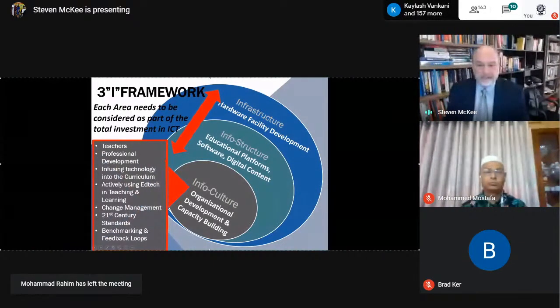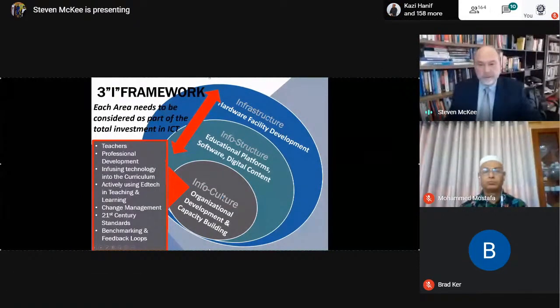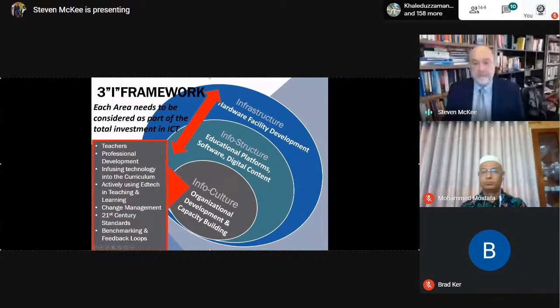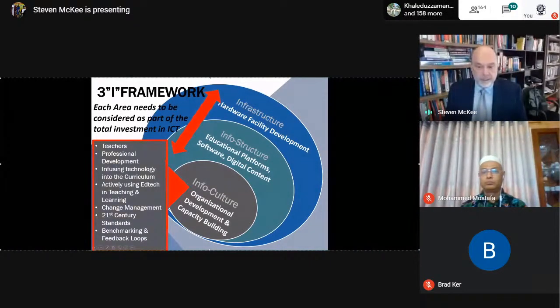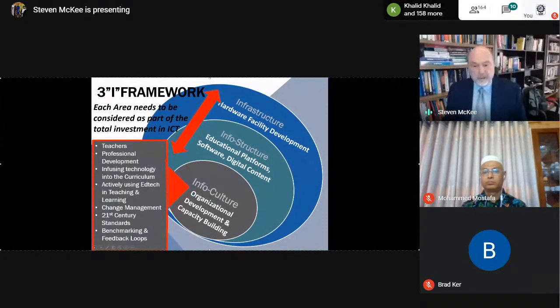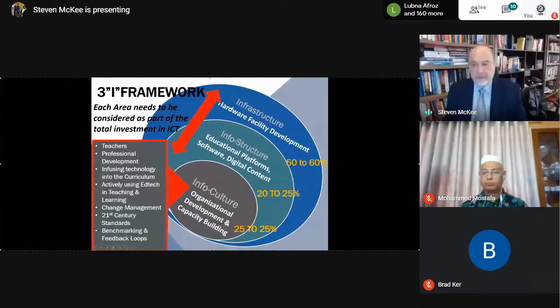Another thing that we look at is dividing this up into three things: the infrastructure, the infostructure, and the infoculture. Briefly, the infrastructure is all the hardware and the devices. The infostructure is your learning management systems, your educational platforms, your school management systems, your software, your digital content. This is very important. And the infoculture is the ability of the students and the teachers to effectively use these two for teaching and learning. So these three things must be addressed, with budgets put to them. In fact, you could look at this as budget or effort, and it needs to be spread out throughout.